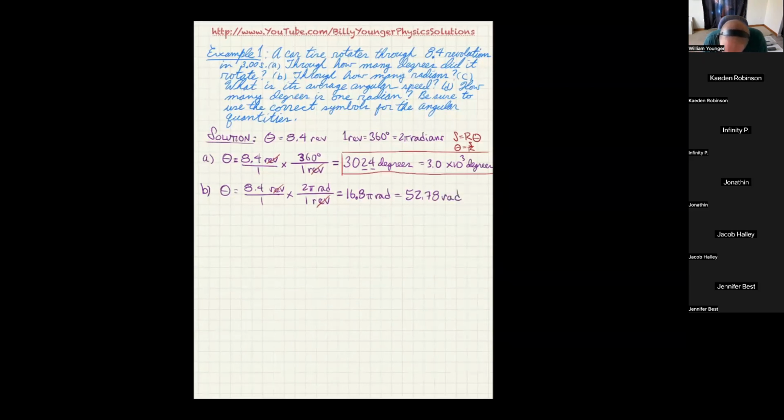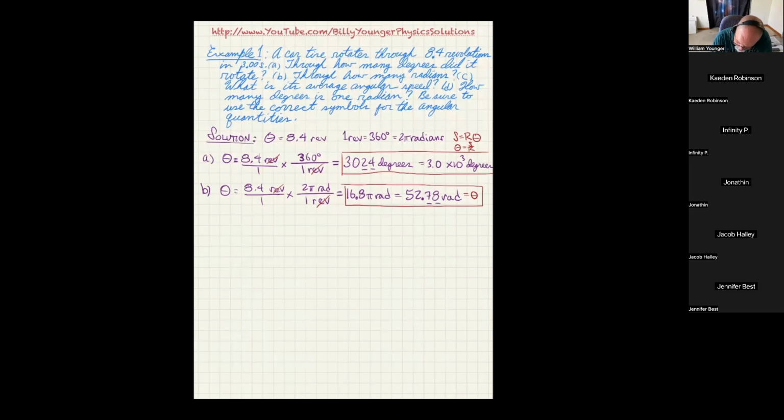Now, again, we only had two sig figs, so to be honest with you, this 7 and this 8 are not sig figs. They shouldn't really be included in there. But for the record, I'm going to go ahead and say all this is equal to theta, and I'm going to box it off. Now, in part C, I'd like to know what the average angular speed is, because this was actually rotated through 8.4 revolutions in 3.00 seconds.